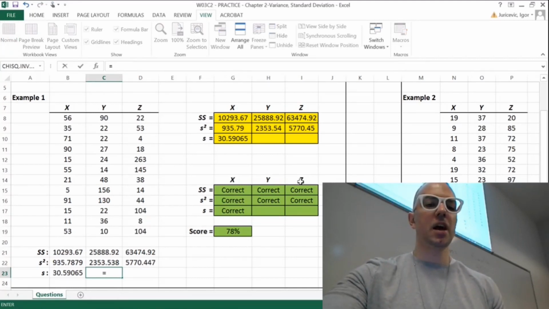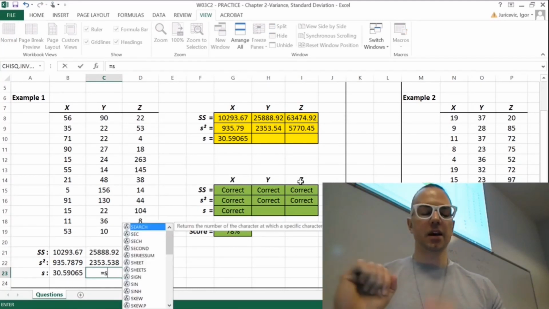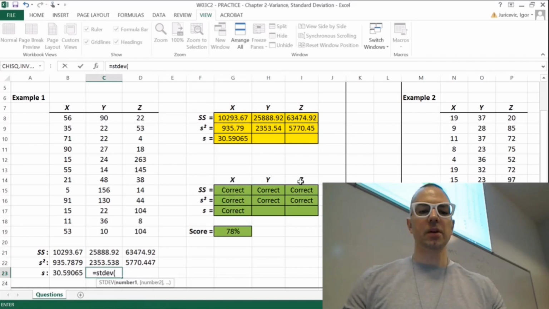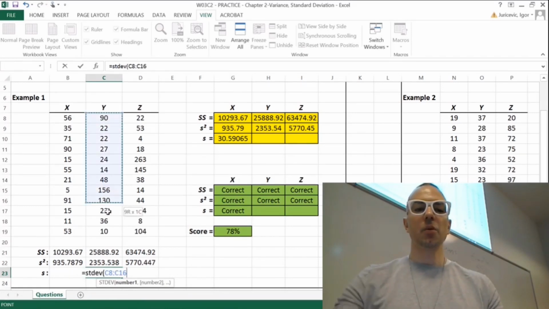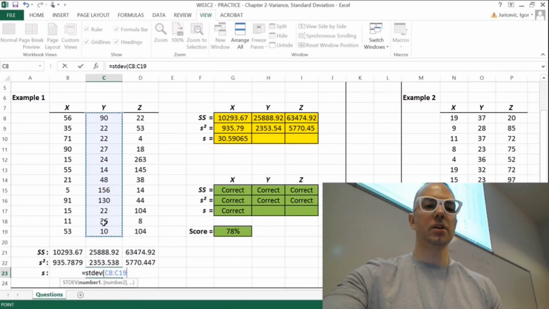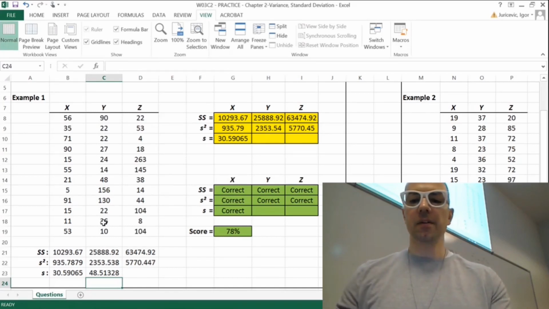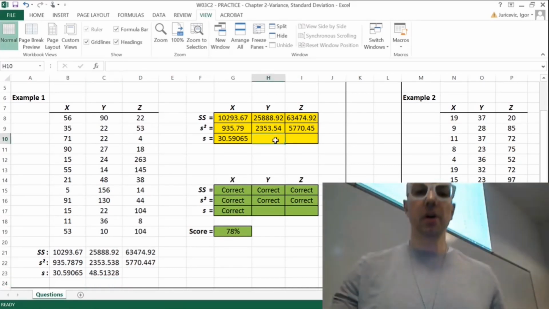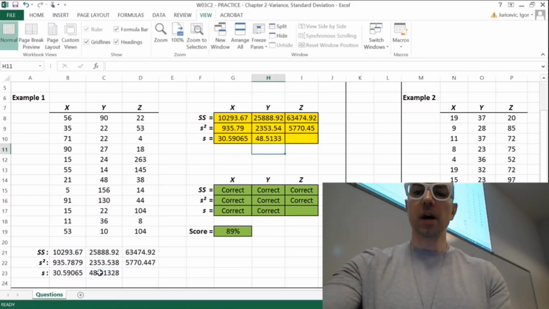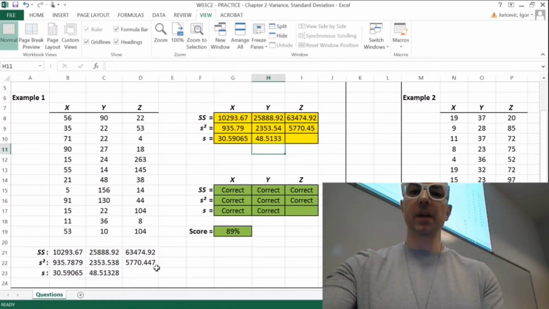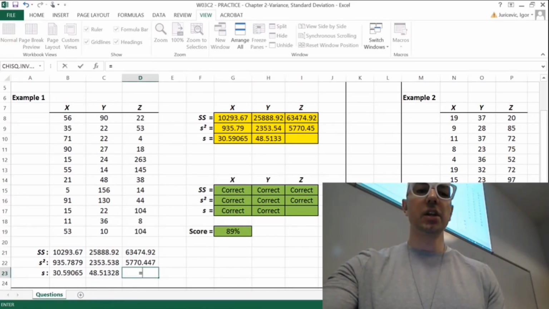So let's finish this off by calculating the sample standard deviation for the Y scores. So equals STDEV, open those parentheses, highlight your Y scores. We have the standard deviation for those, for the Y scores, about 48.5. Pop that in using your equals function. You got that one correct.